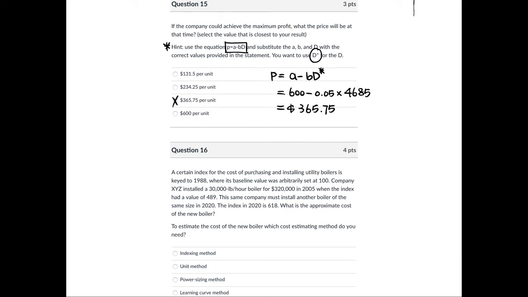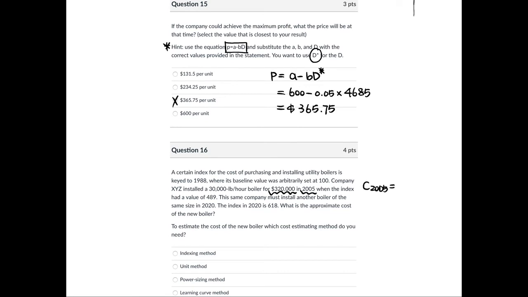Okay, so question number 16 is talking about purchasing and installing of a boiler. Okay, so the price index of the boiler is keyed to 1988, which means the index of that boiler in 1988 is 100. Company X, Y, and Z installed a 30,000 pound per hour boiler for this price in 2005.